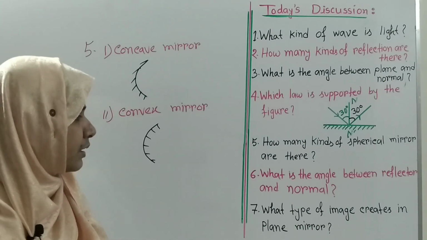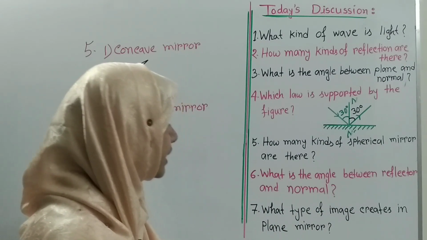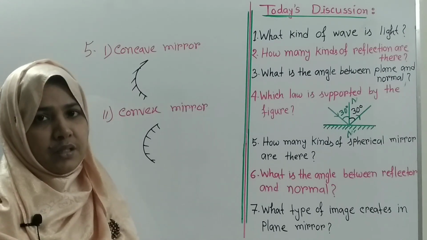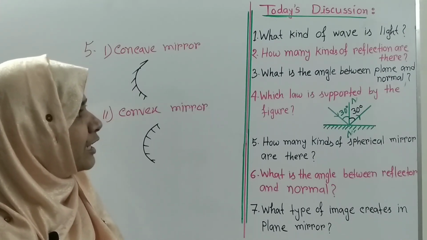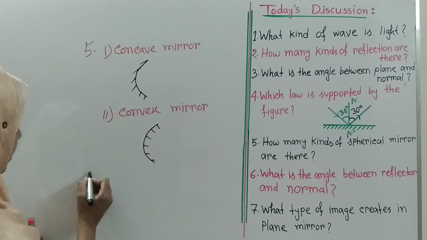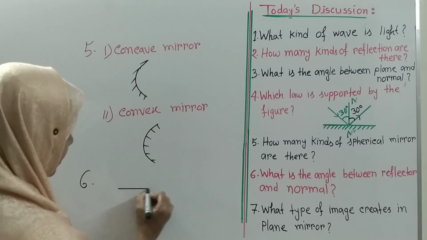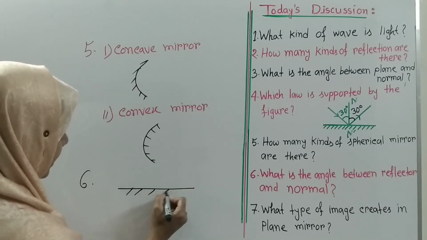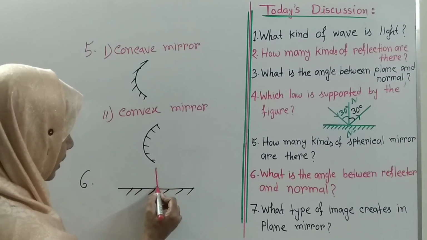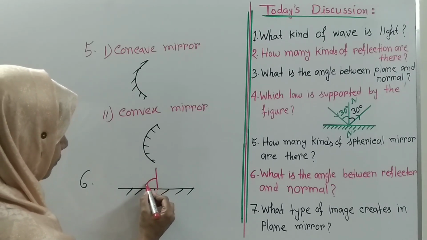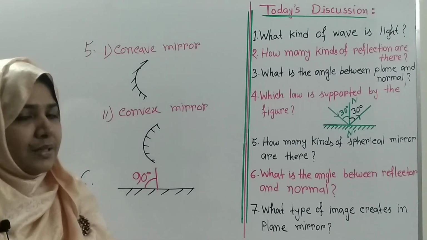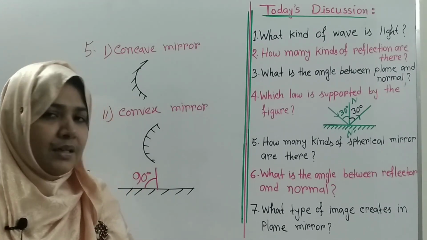Now question 6. What is the angle between reflector and normal? Actually this question is similar to question 3, that is, what is the angle between plane and normal? If we draw a normal on the reflector, here you can see this is the reflector, and if we draw a normal here, then the angle between the normal and reflector is 90 degree. So the answer of question 6 is, the angle between normal and reflector is 90 degree.